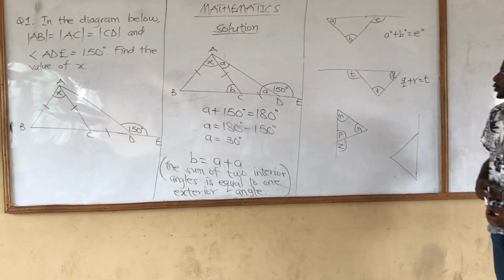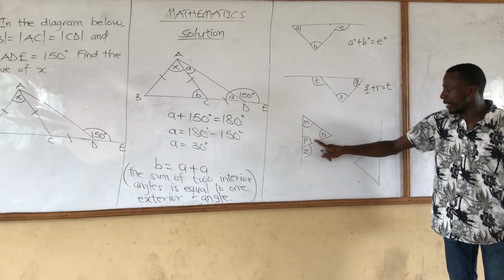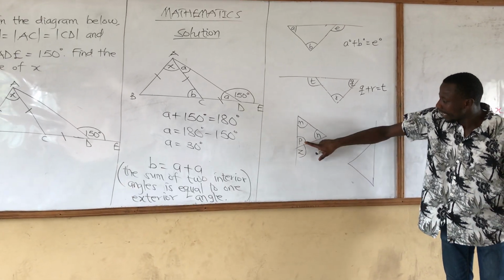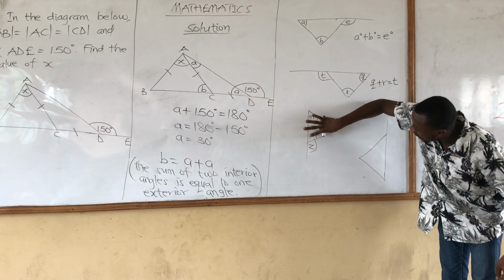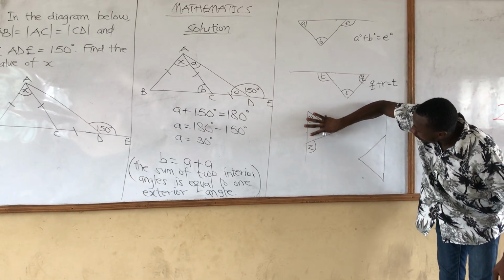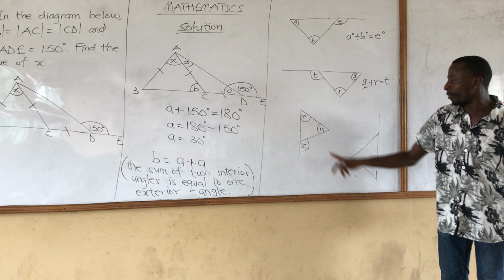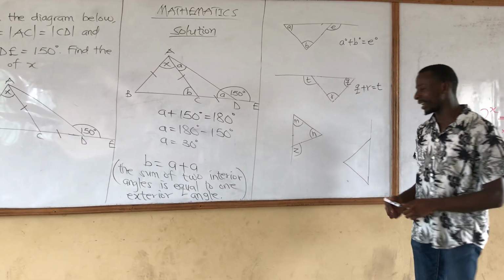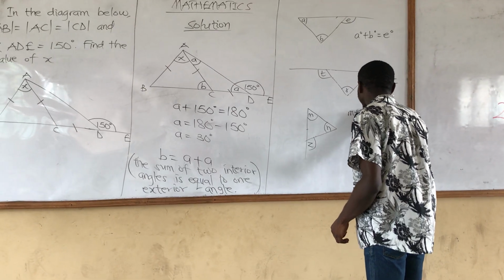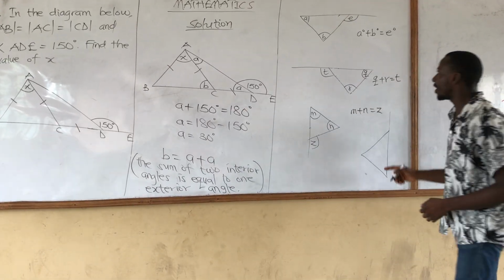Alright, so we have M, N, P, and Z. Over here, this interior angle is very close to the exterior angle here, so we just take it off. The one that's very close to the exterior angle is taken off. The remaining two angles, we put them together, and it's equal to the exterior angle Z. So M plus N is equal to Z. Now the final one.